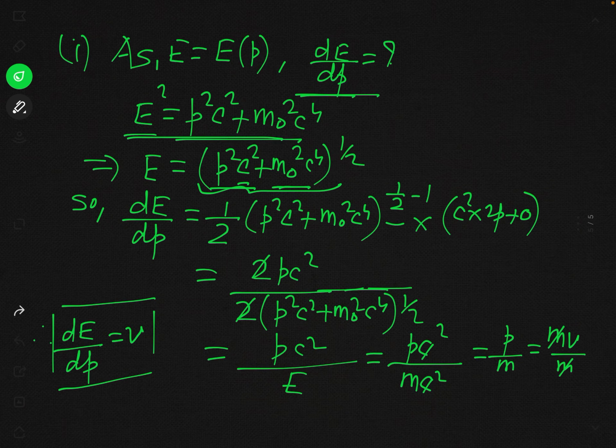Now, I am giving you just a simple technique or trick, you can say, to remember this very formula, E square equal to p square c square plus m naught square C4. In fact, to remember this formula, I am giving you a simple technique.